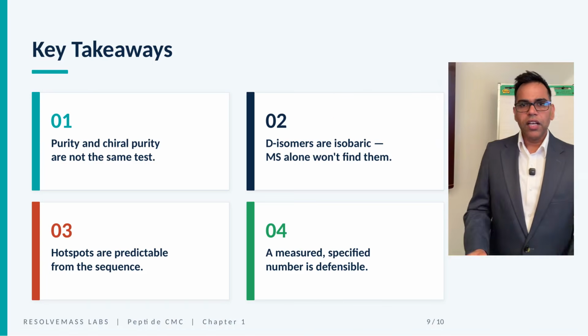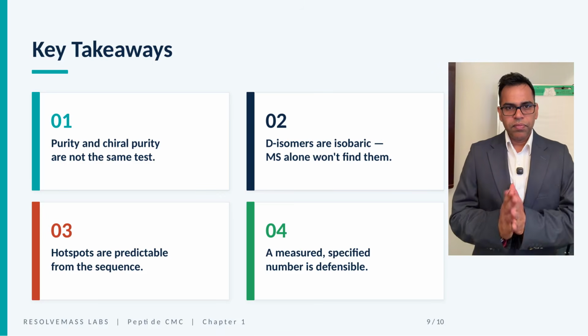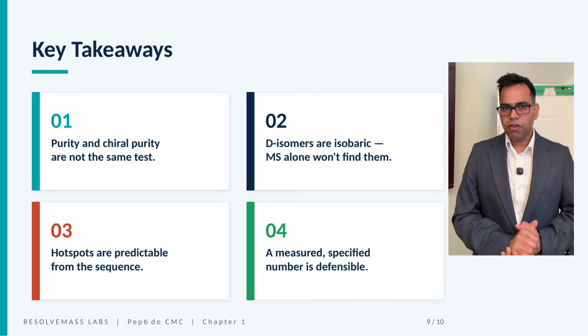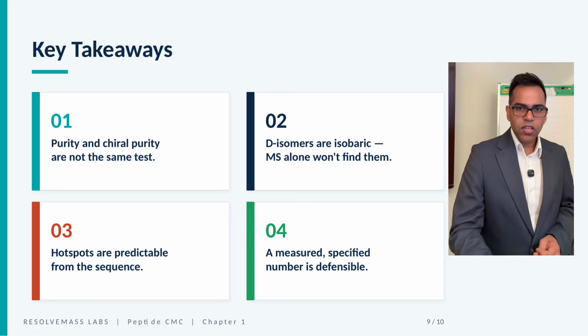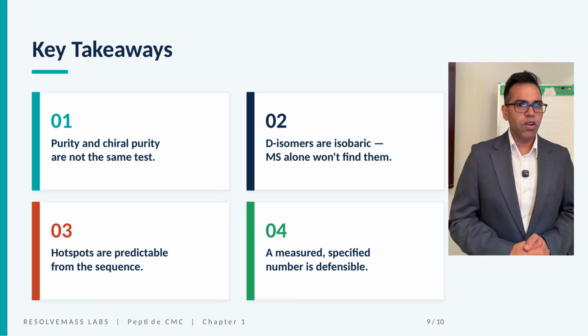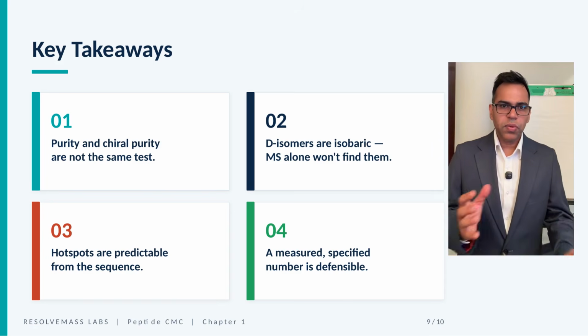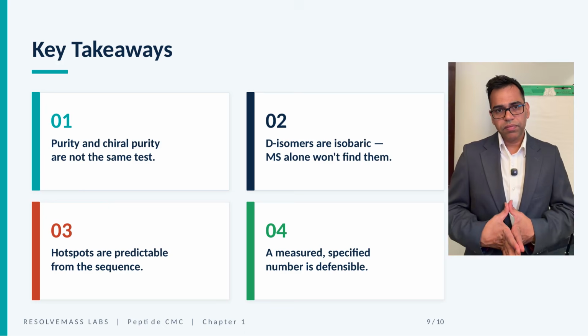So finally, what should you walk away with from this discussion? Purity and chiral purity are not the same measurement. A D-amino acid is isobaric with your API, so mass spec alone will not find it. And a number you have measured and specified is always easier to defend than one you haven't.